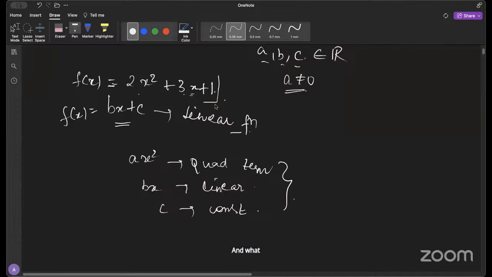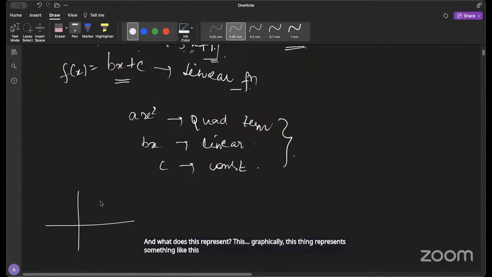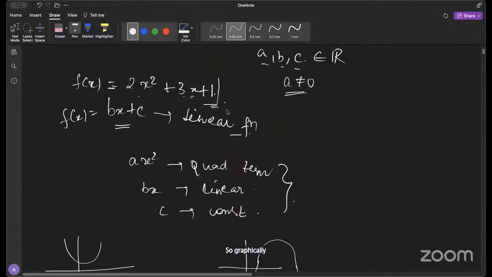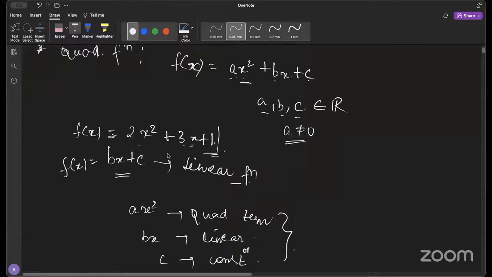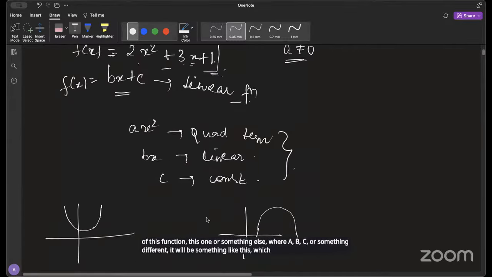And what does this represent graphically? We're just trying to broadly categorize it. When you plot the graph of this function, or something else where a, b, c are something different, it will be something like this, which opens upward, or this, which opens downward, right? These are called parabolas.